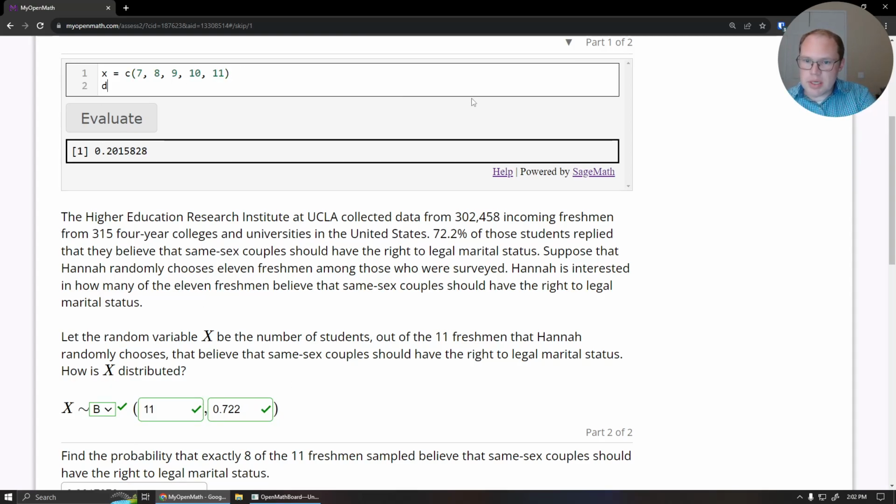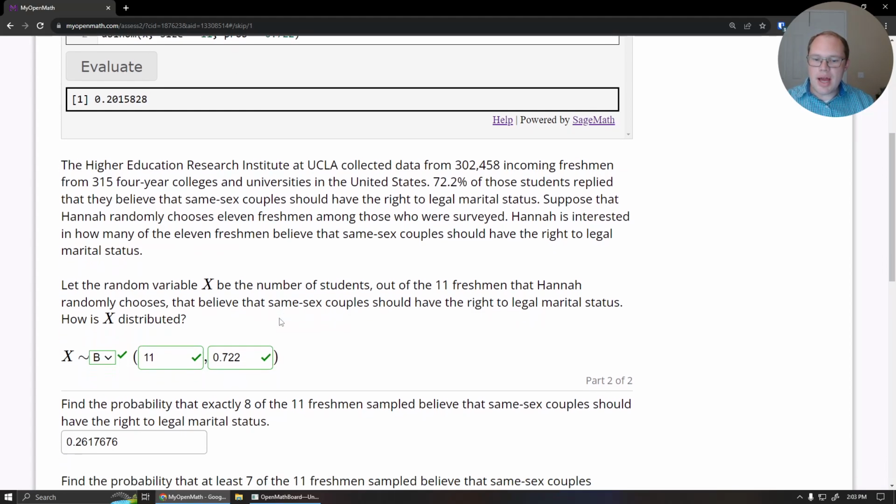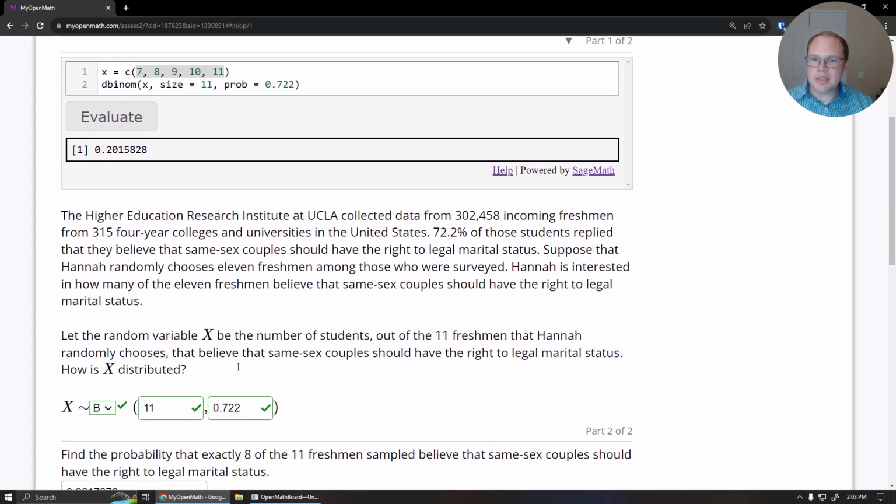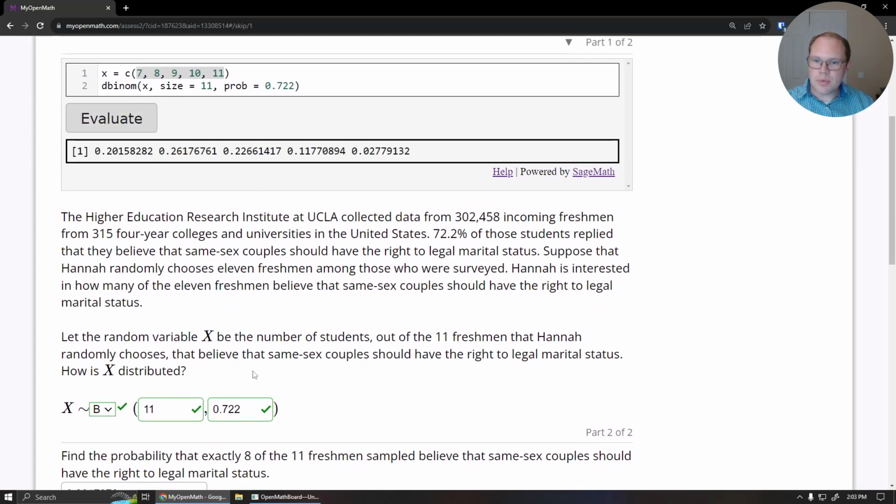So what I'm going to do now is use that same dbinom function, but instead of putting just the single value, I'm going to give it the list of values. The number of trials is the same. The probability of success is the same. But if any of these things happen, then I will have at least 7 of the freshmen sampled believe that same-sex couples should have the right to legal marital status. Okay, so what happens now? Notice I don't get a single value, but it gives me the list. This list represents the probability for each one of these possible outcomes.